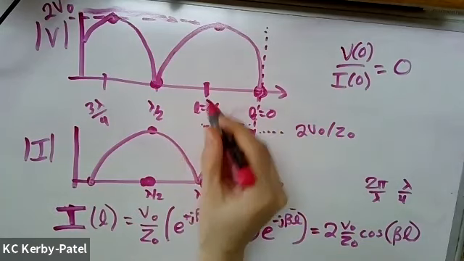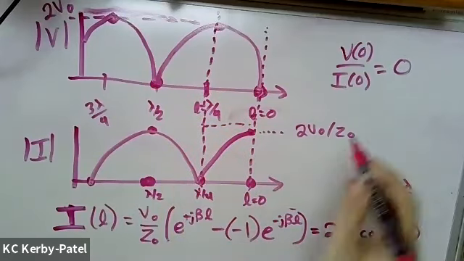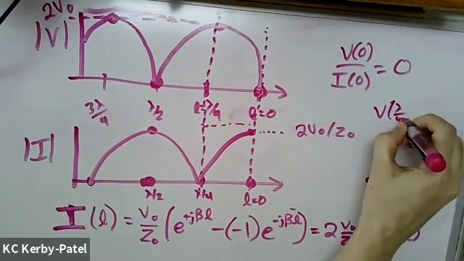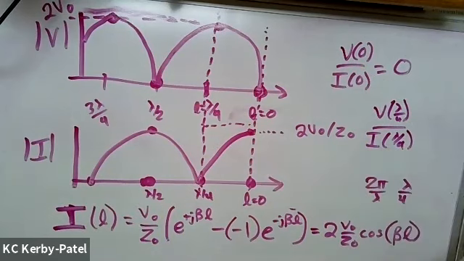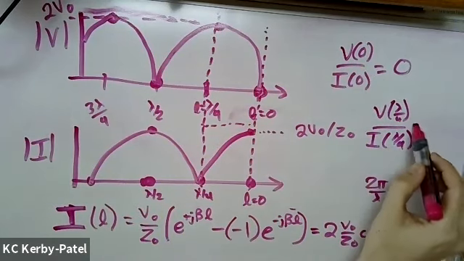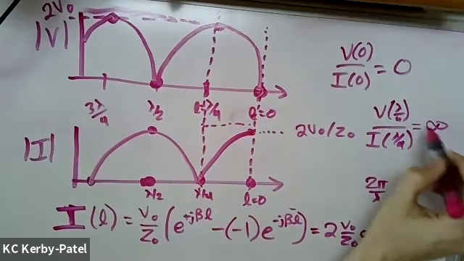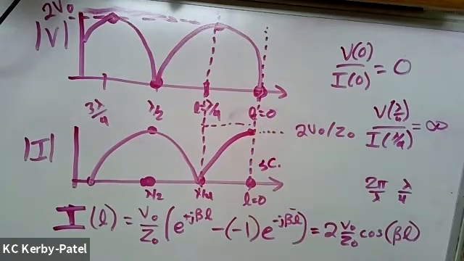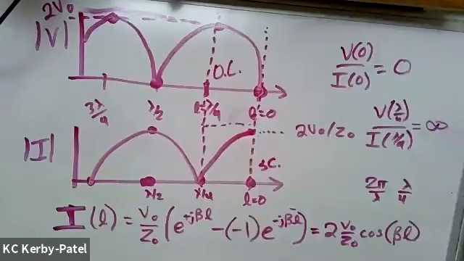Let's move a quarter wavelength away from the load towards the generator. Let's look at it here. Now we have a voltage maximum and a current minimum. We have voltage at a quarter wavelength divided by current at a quarter wavelength. Well, that's some finite value divided by 0, so that goes to infinity. We have an open circuit here, right? So this is a short circuit, but a quarter wavelength away, the input impedance looks like an open circuit. That's pretty weird, but that's how it is.